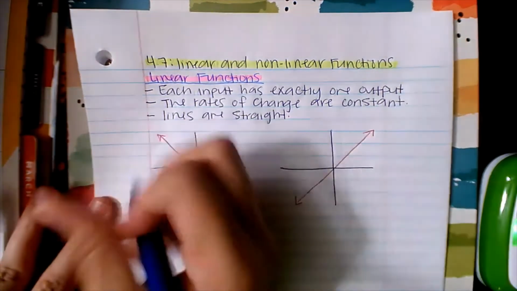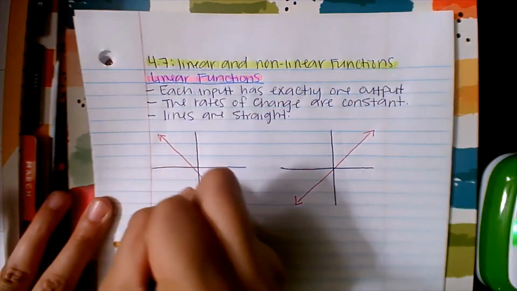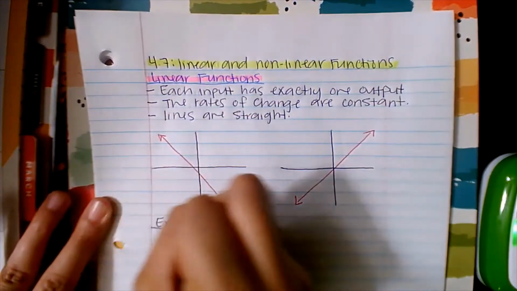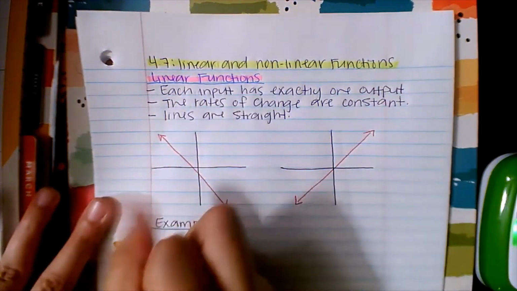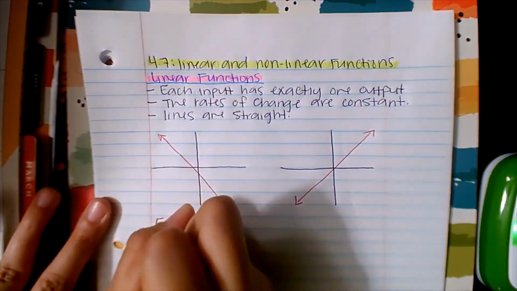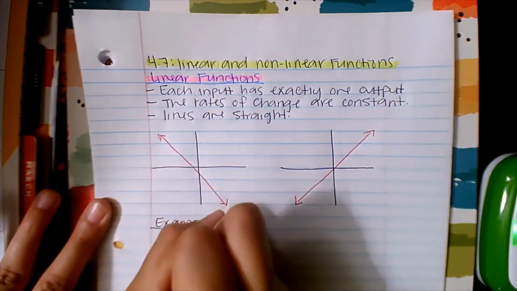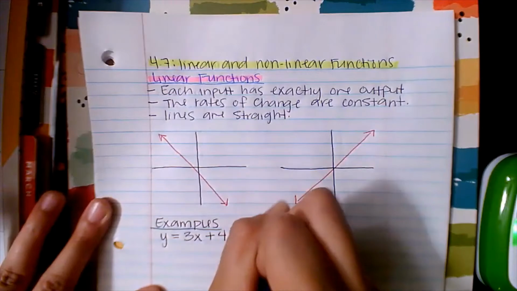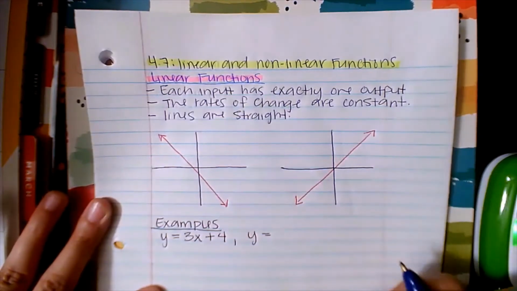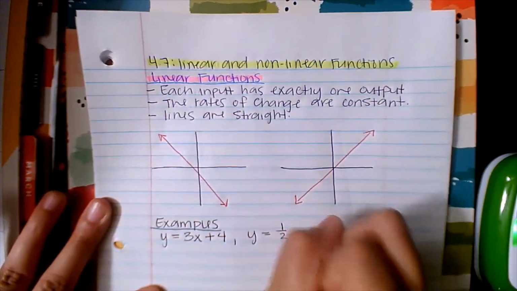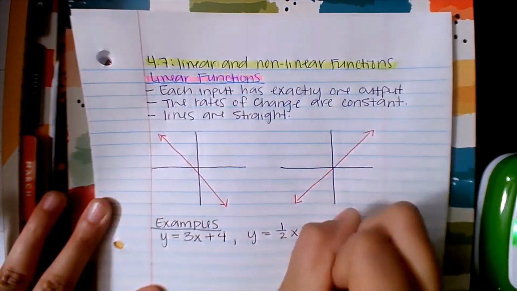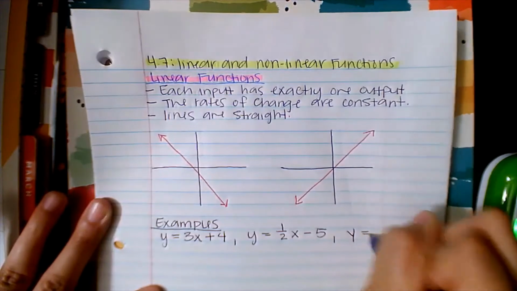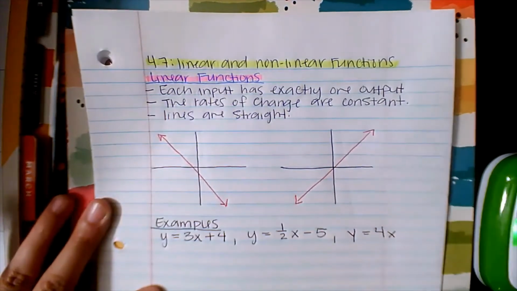Some examples of what linear functions look like in terms of equations are things like y equals 3x plus 4, y equals 1/2 x minus 5, and y equals 4x.